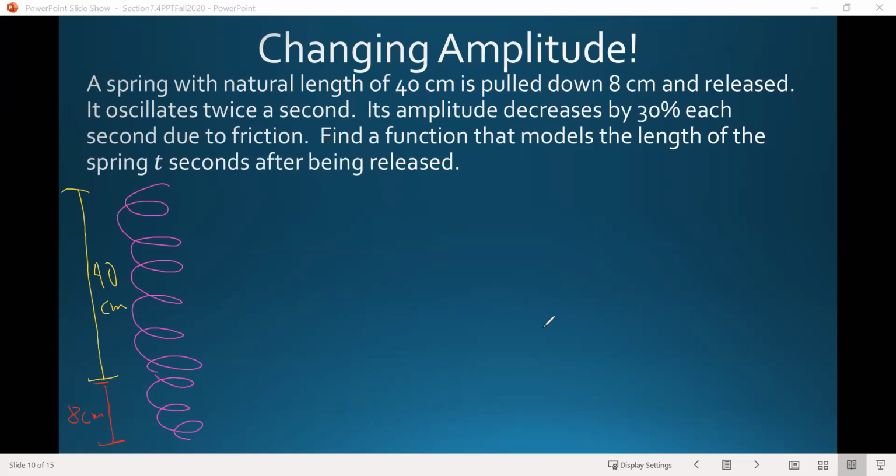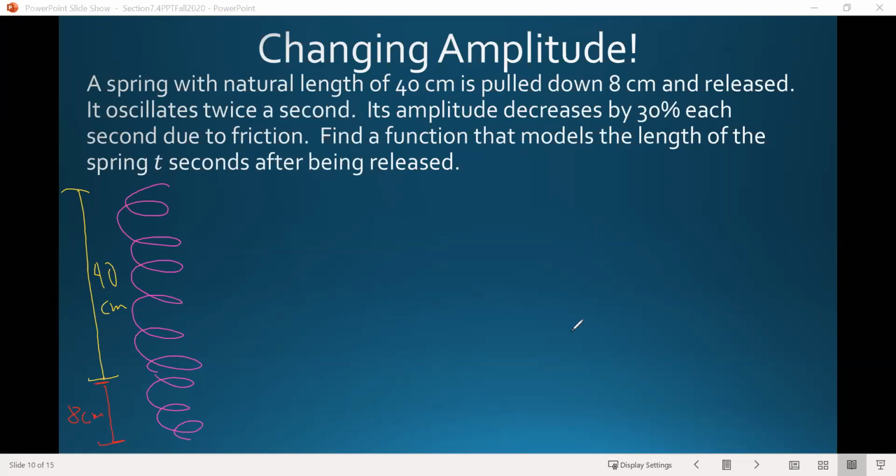So that's how we're starting, and we need to write an equation to describe this, although I should read the rest of the problem. It oscillates twice a second. Its amplitude decreases by 30% each second due to friction. So we need to find a formula that models the length of the spring t seconds after it's released.